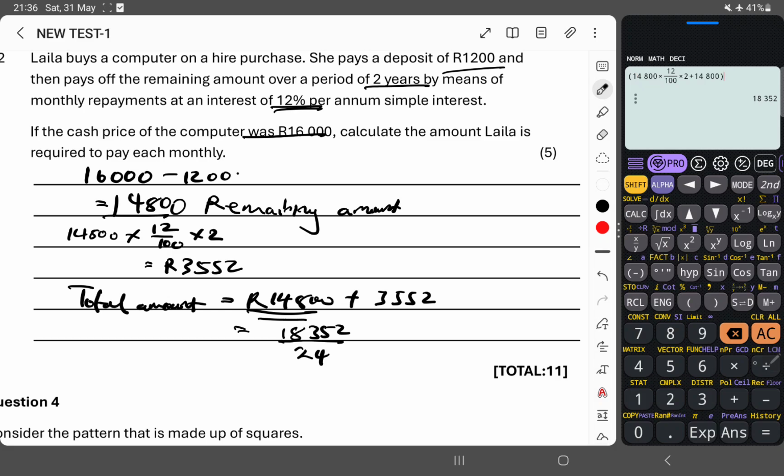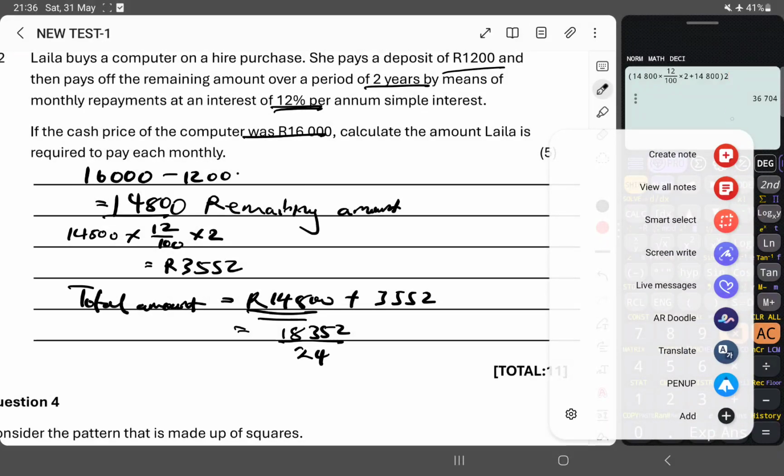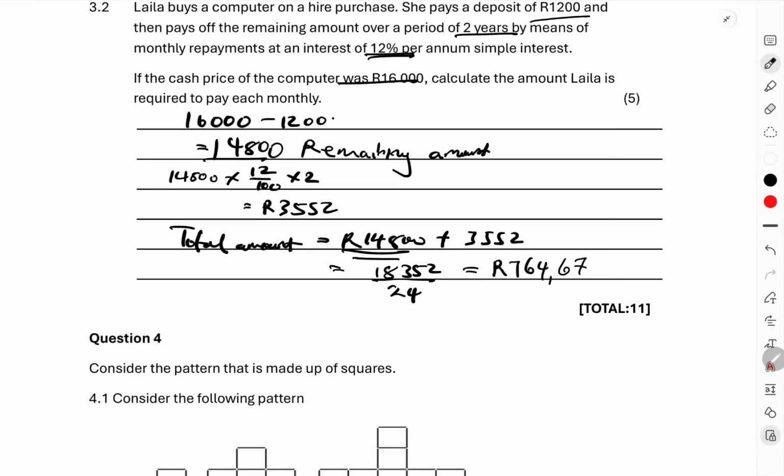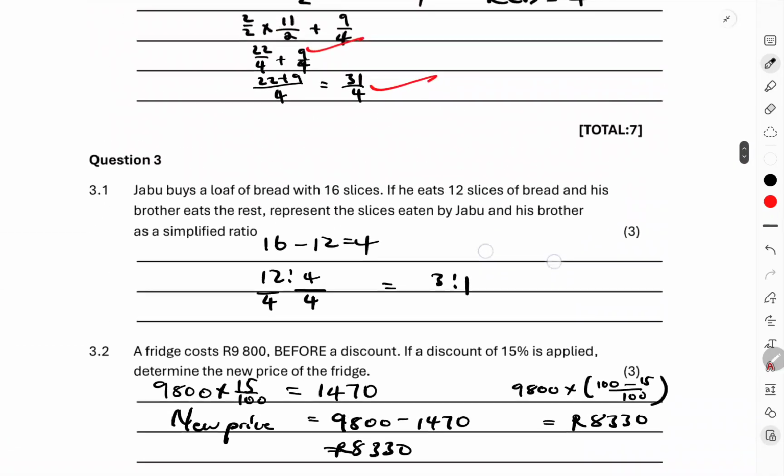I'm going to divide this amount by 24. It means each and every month Leila is supposed to pay 764,67, to 2 decimal places. That is the amount of money that Leila is supposed to pay each and every month. Now let us try and mark for ourselves.